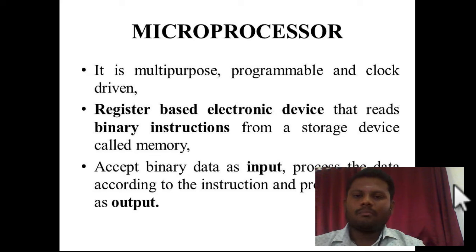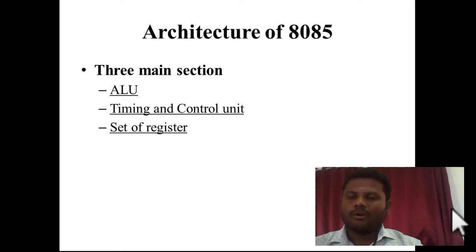It reads a binary instruction from the storage device called memory. What is memory? Nowadays we are using more than 3 GB, 4 GB, 5 GB. In that memory we are using bits, not bytes. It accepts binary data, processes the data according to the instruction, and produces the output. Whatever the input, we give it as binary data, and we get whatever output we need.